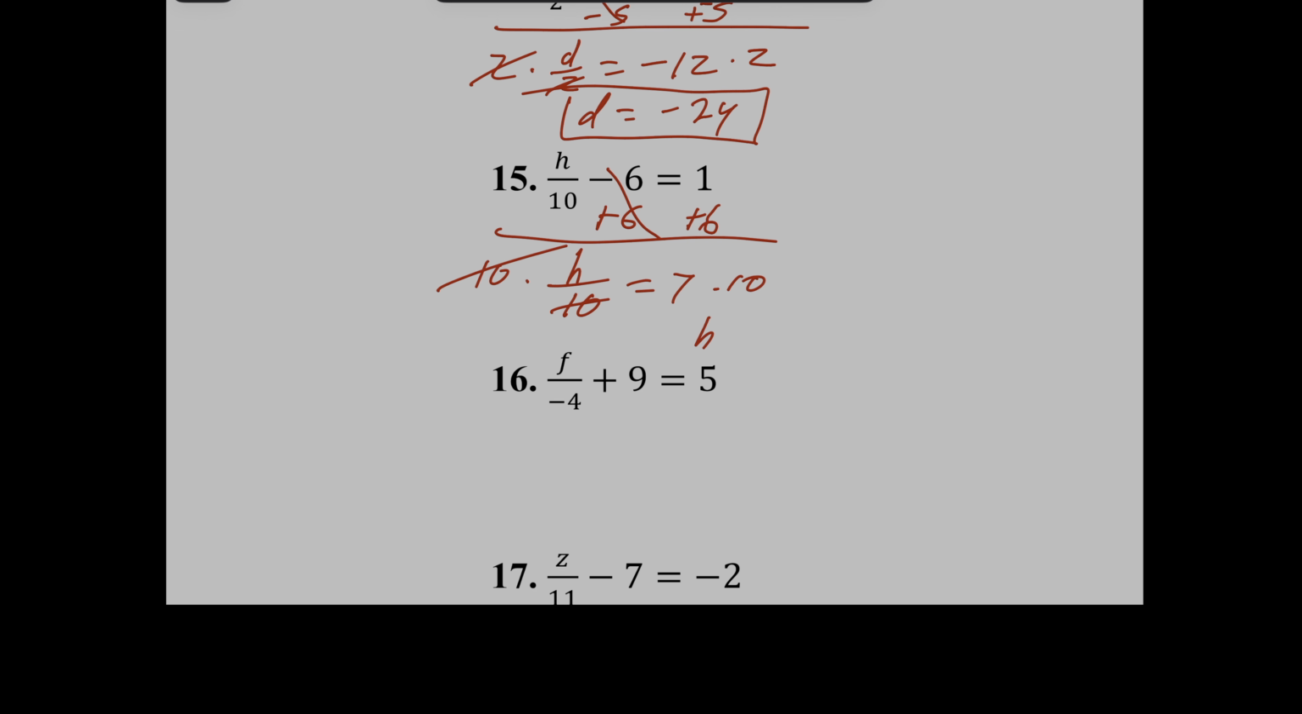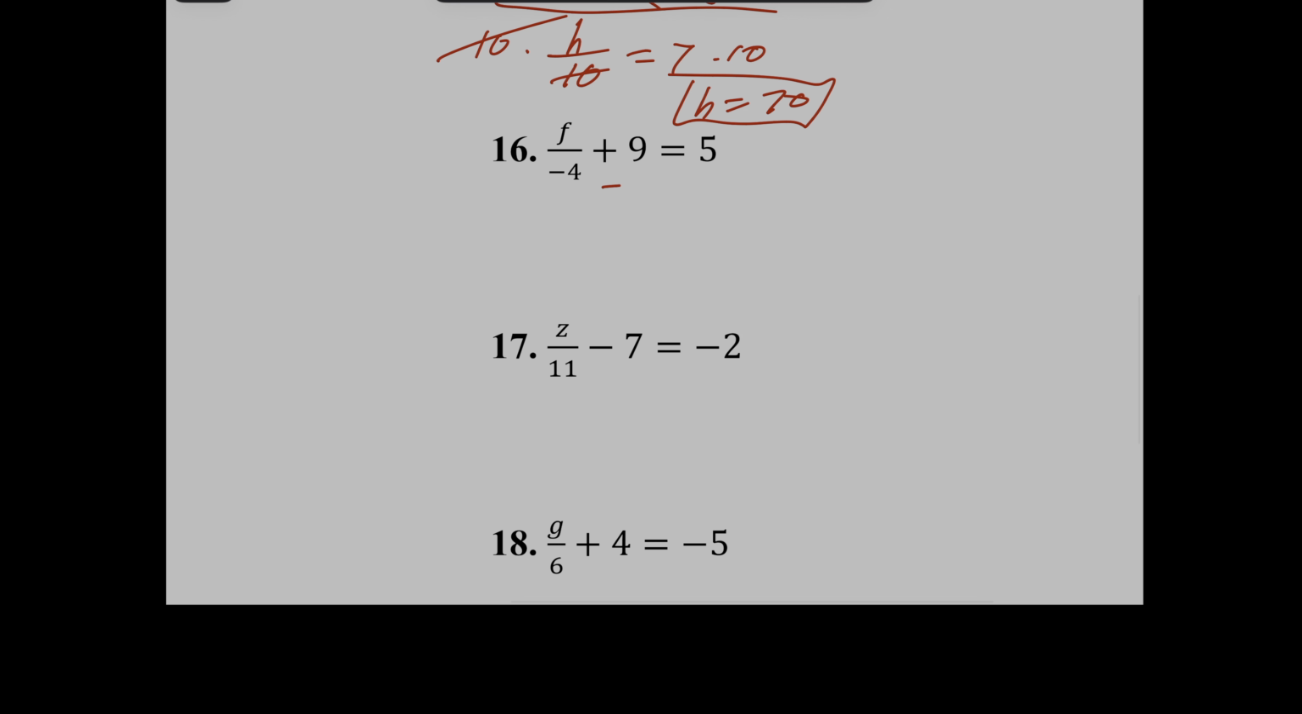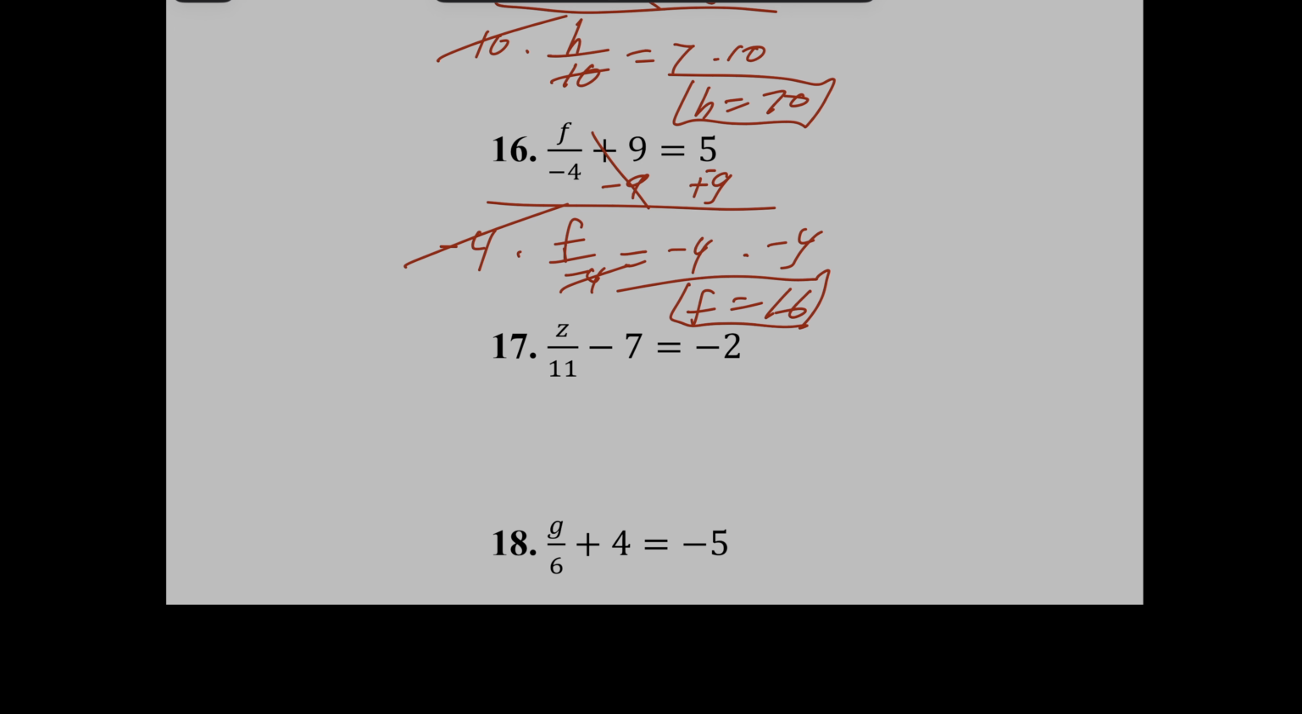Boom, boom, they die. H equals 70. All right, let's subtract 9 from both sides. Boom, die. F over negative 4 equals, and add a line, change a sign. That's going to be a negative 4. Multiply each by a negative 4. Boom, boom, and I get F equals positive 16, because negative times a negative is a positive.